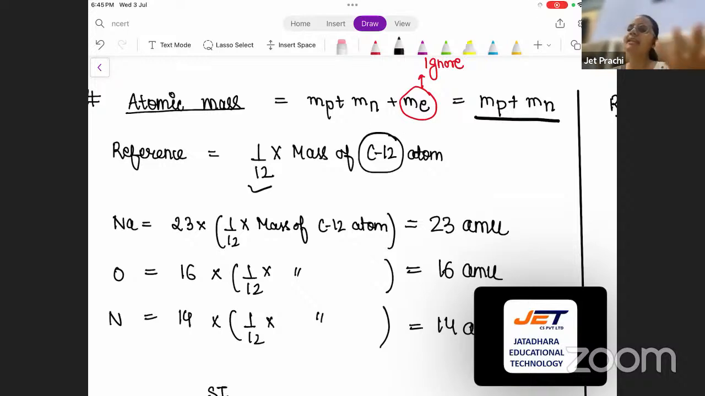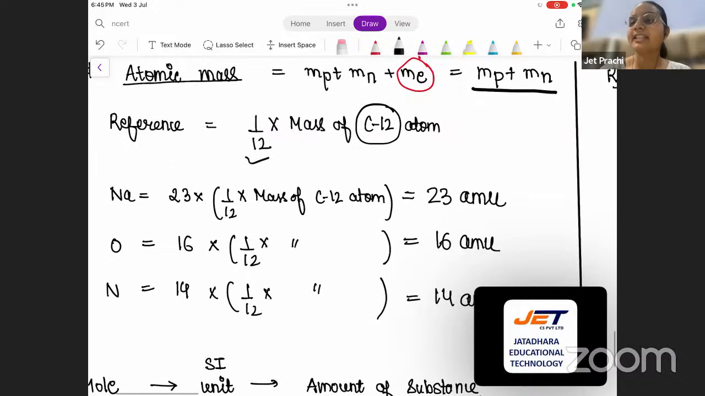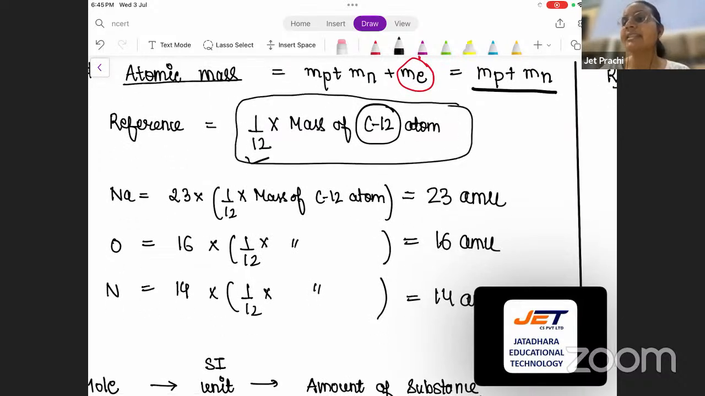Now there were many reasons to choose carbon as a reference. Of course, things were tried with other elements also, for example, oxygen and hydrogen. Then there were certain problems with it. Then the scientific community came up with carbon-12 as the reference. This value was taken as AMU, which is atomic mass unit.